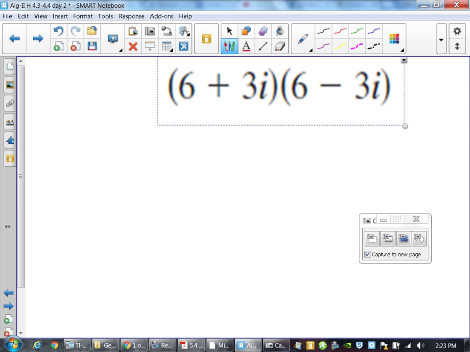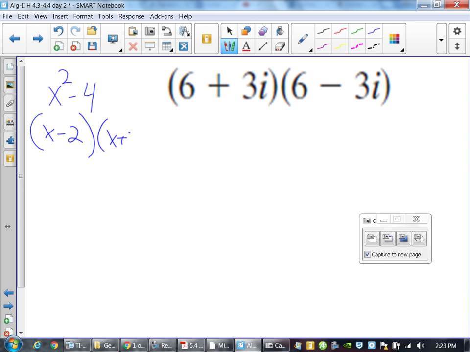The difference of squares came from a problem like this: x squared minus 4. There was no middle term. Was this a perfect square? Was that a perfect square? Was that subtraction? In that case, you wound up with x minus 2, x plus 2. You wound up with the same terms with opposite signs. It's the same thing with imaginary numbers. So if you FOIL this out long form, you'll see what happens.